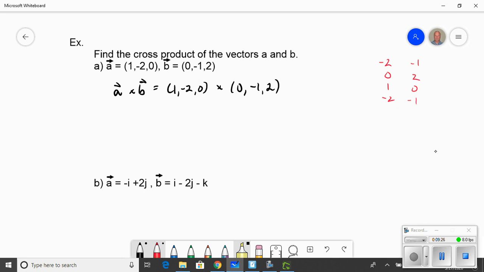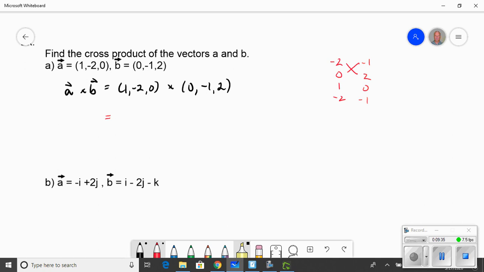And then I'm going to generate this times that. Okay, so -2 times 2, take away 0 times -1. Okay, so -2 times 2 is -4, right? Take away 0. So I've got a -4 here, and that's going to be my first component. Okay, the next one. So 0.